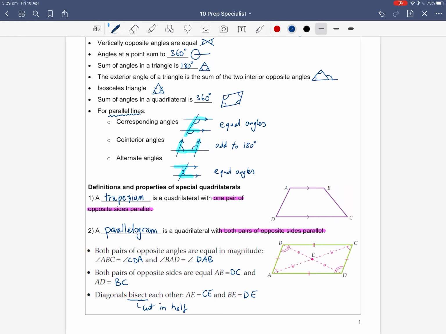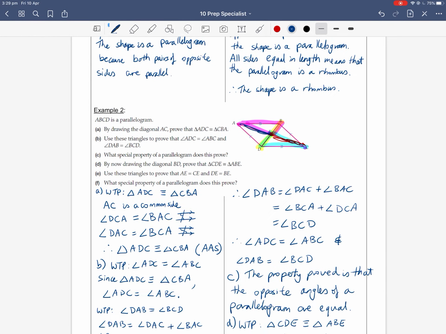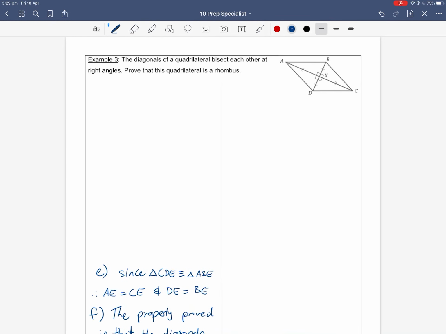And the second dot point, that opposite sides are equal, again can be easily shown because we proved already that the triangles are congruent to each other, the blue and the pink. So example 2 is proving properties relating to a parallelogram.